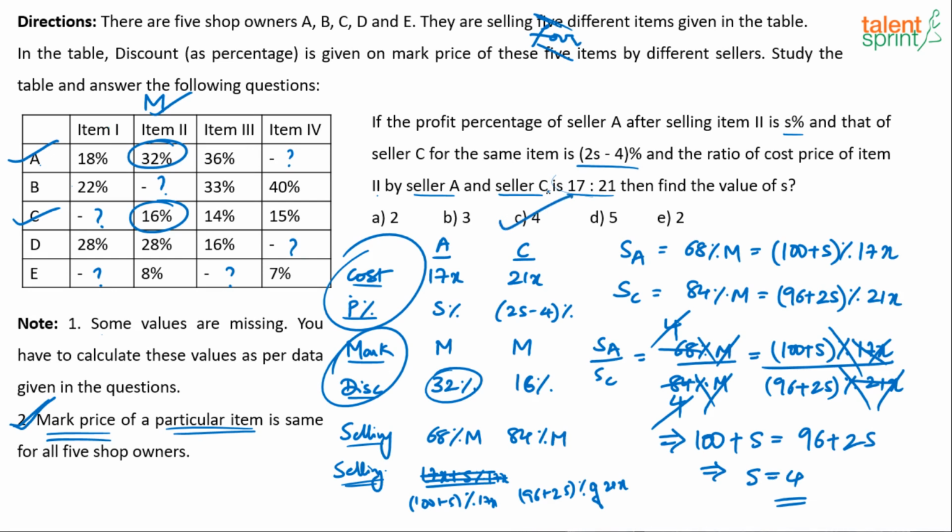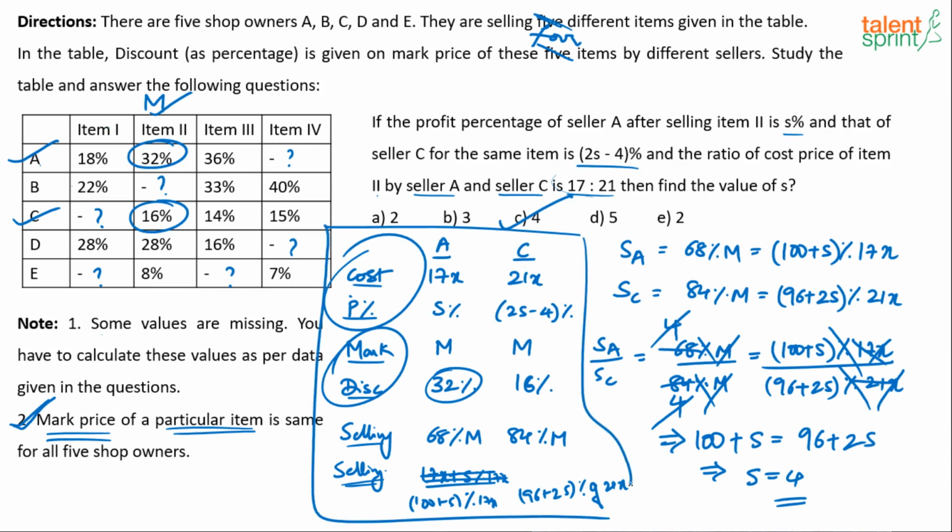Now, do not go by the length of the explanation. All that we have put on the left-hand side here is just the data. I was trying to explain it to you. Likewise, these equations are the concept. How do we calculate selling price using marked price and discount, and using profit and cost price? What is important is this: you just compare the two selling prices and get the value of S. S comes out to be option C, 4. So 4% is the answer.